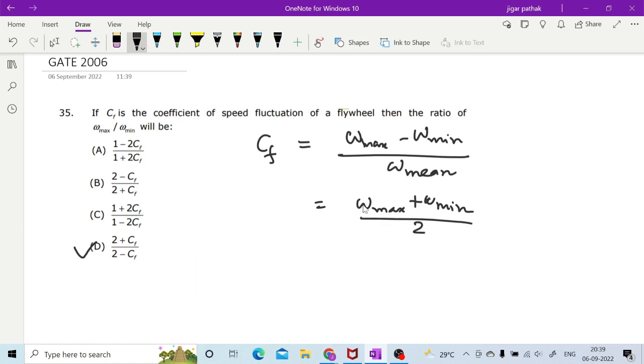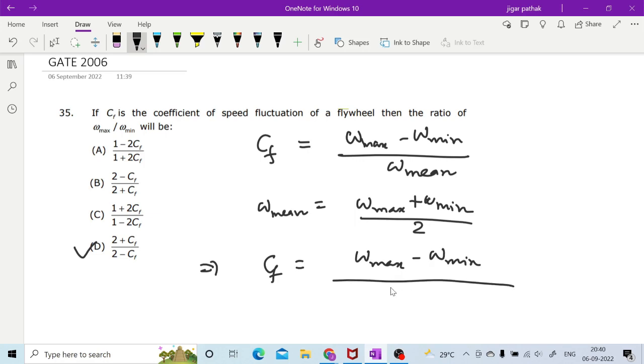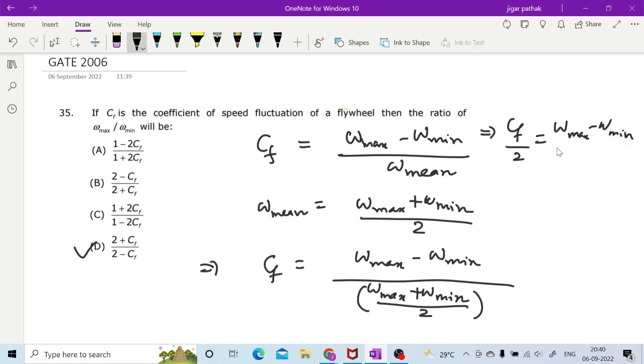This is what omega mean is, right? So if you put omega mean in the above equation, then CF is equal to (omega max minus omega mean) by (omega max plus omega mean) by 2. Now if you further simplify, then it will be CF by 2 is equal to (omega max minus omega mean) divided by (omega max plus omega mean).